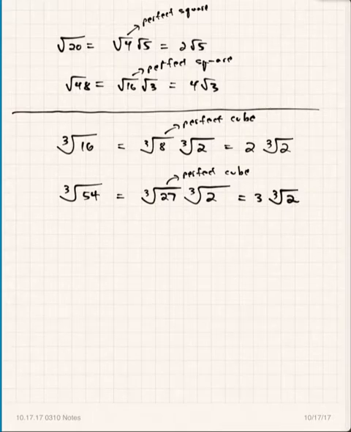And notice the difference. Let me put this one right next to it. Notice this is the square root of 54, not the cube root of 54, but the square root of 54. And so notice that one is different. Square roots and cube roots are different.